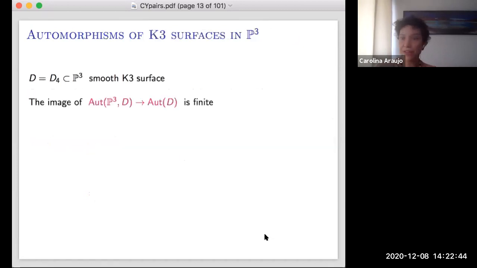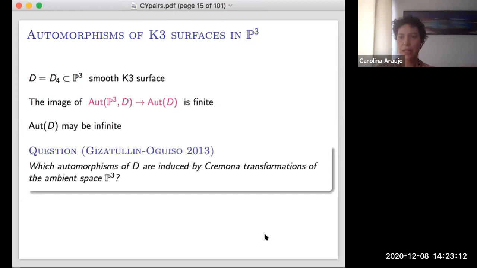And so the first observation is that the subgroup consisting of automorphisms that come from linear automorphisms of the ambient space is finite. This is a consequence of the fact that D does not have non-trivial global vector fields. And on the other hand, there are many examples where the automorphism group of D is infinite. So the question in a sense is, where do these automorphisms come from? And so we want to understand which ones are induced by Cremona transformations.